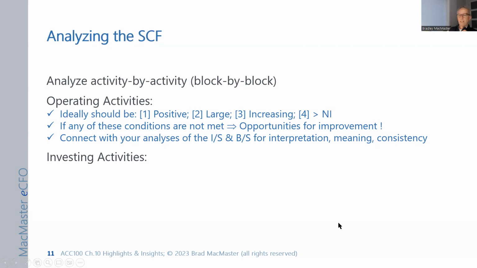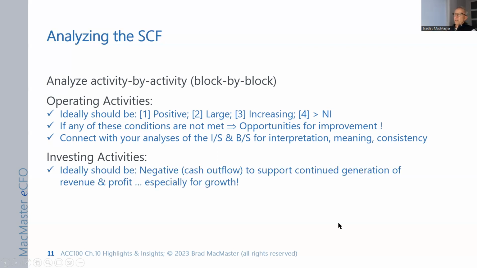When we analyze the investing activities, ideally, these should be negative. Now, that may sound odd because negative means that there is cash flowing out. But the reason it's expected is because a company needs to continue to invest in its long-lived assets for two reasons. One, to replace, replenish, refresh, and sustain the existing revenues and profits. And two, if it has growth objectives, then it will often be buying new assets to be able to produce more products or provide more services and so on. So that's what we would expect in this case.